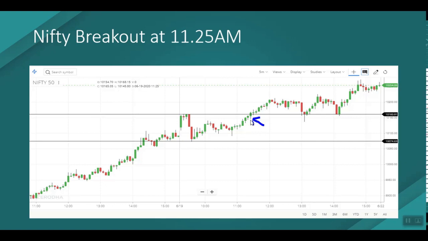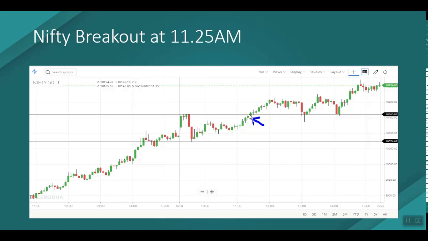Here you can see the Nifty doesn't move on the low side, and it gave the breakout on the upper side by breaking this 10,160 high price, and the 5 minutes candle closed above this price. This happened at 11:25 a.m. So you can see that the high of 10,168 has been broken.